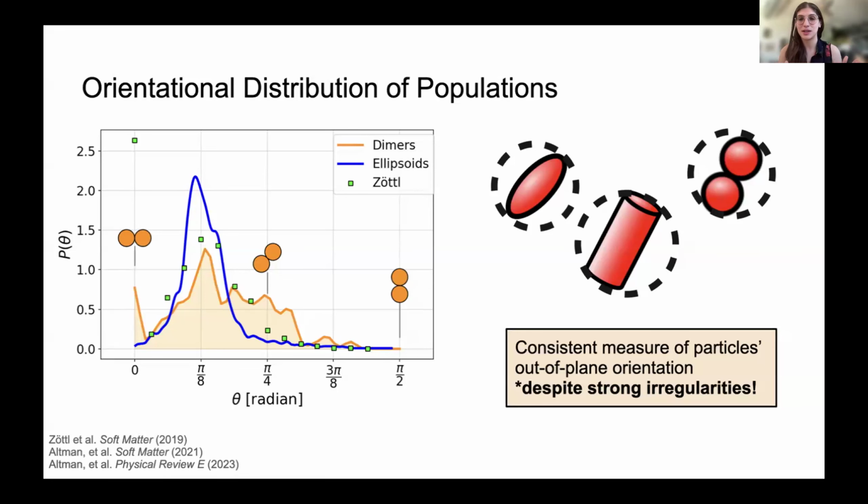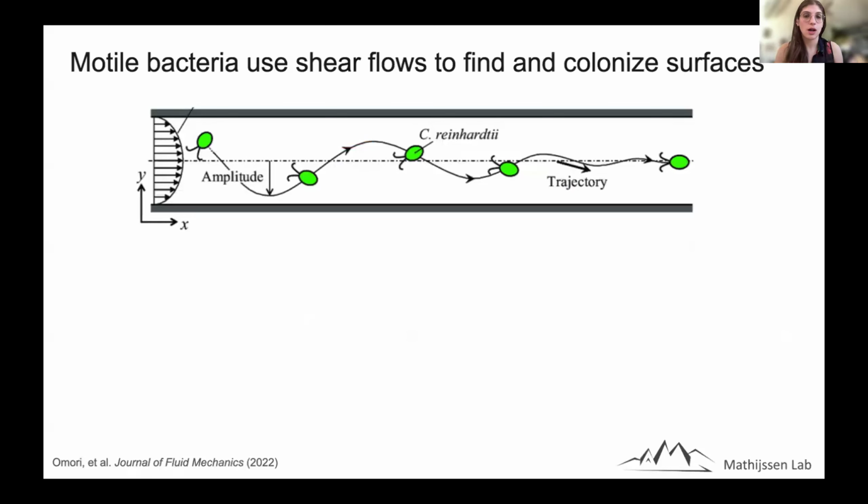And so now I'm at UPenn doing a postdoc, and I'm applying this same technique not only to study populations of axisymmetric particles, but also now to look at individual trajectories. So I am doing this work in collaboration with Arnold Matthijsen's group. And in that group, they are interested in how motile bacteria navigate through complex fluids.